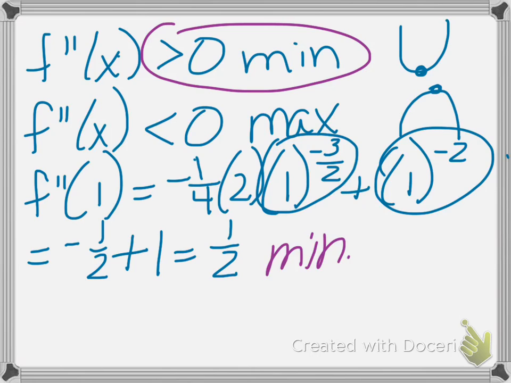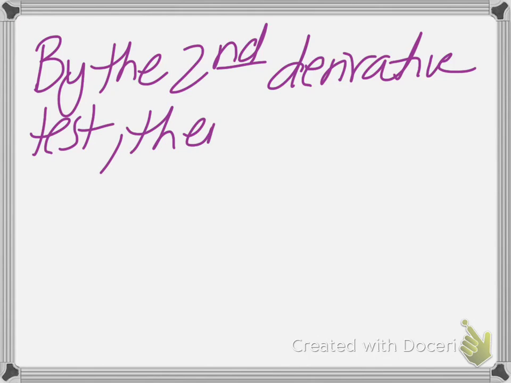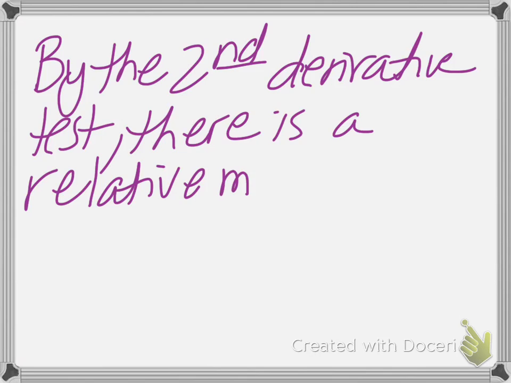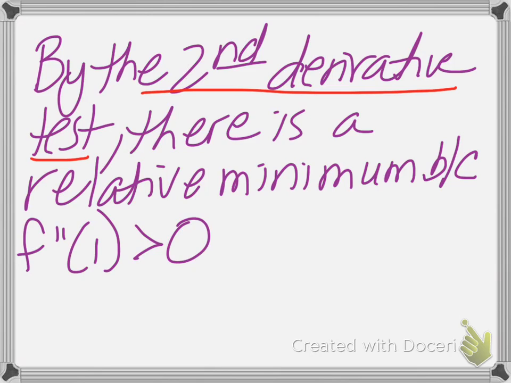Okay, so that's another way that you can show what it is. So what you would write for that one is, by the second derivative test, there is a relative minimum because f double prime of 1 is greater than 0. Okay? And so the magic words that they're going to want to see for this one is the second derivative test and the second derivative was greater than 0.